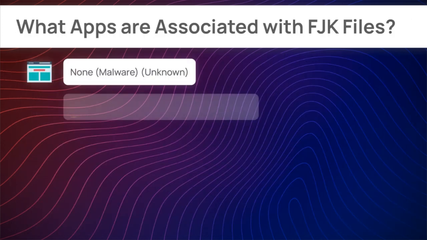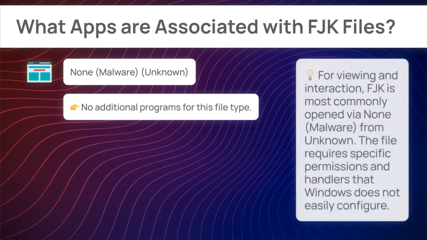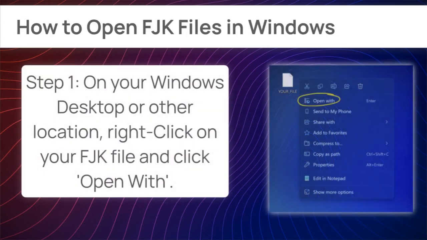The most trusted opener for the FJK file is consistently none, malware from unknown. The file requires specific permissions and handlers that Windows does not easily configure. Windows may identify the file type, but only decryption software can reveal the contents. We must confirm application compatibility.